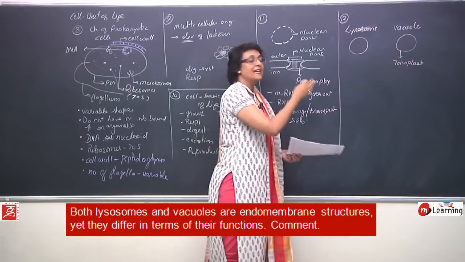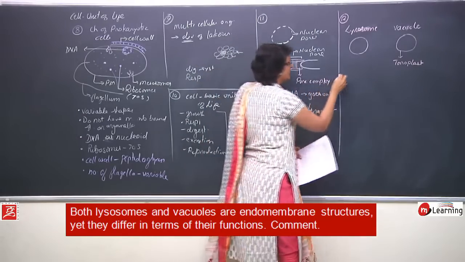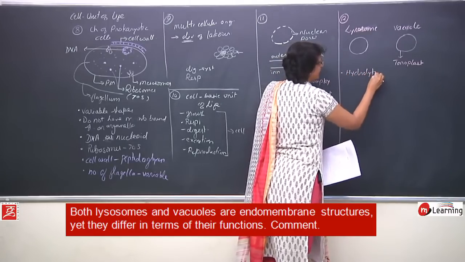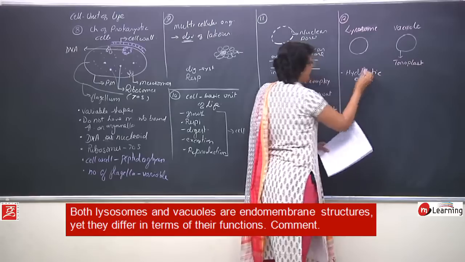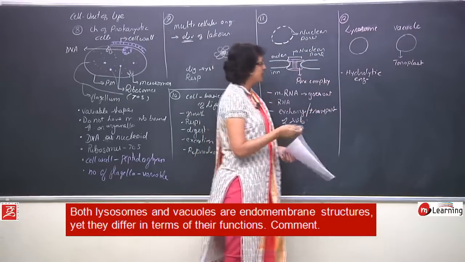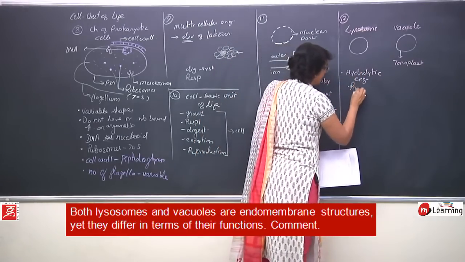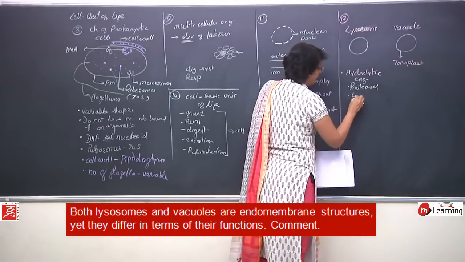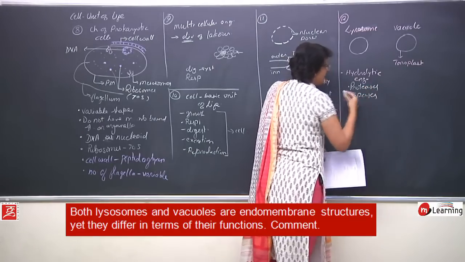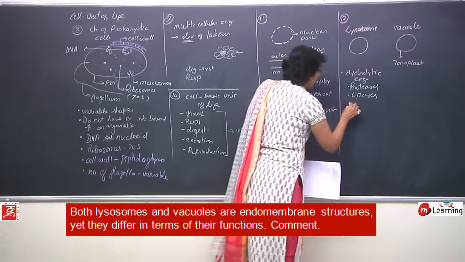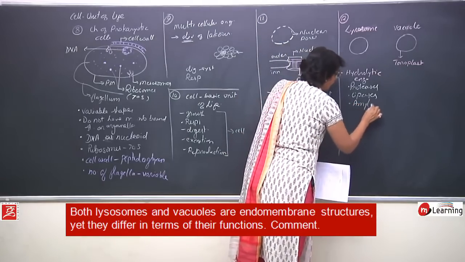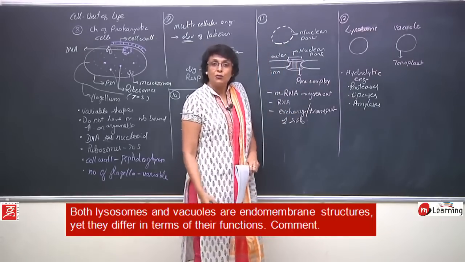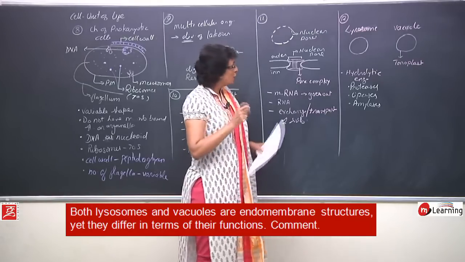Now what is inside makes them different. Inside the lysosomes are present hydrolytic enzymes like proteases, lipases, amylases. Proteases are protein digesting, lipases are lipid digesting, and amylases digest starch. All three are hydrolytic enzymes. They help in breakdown of food.